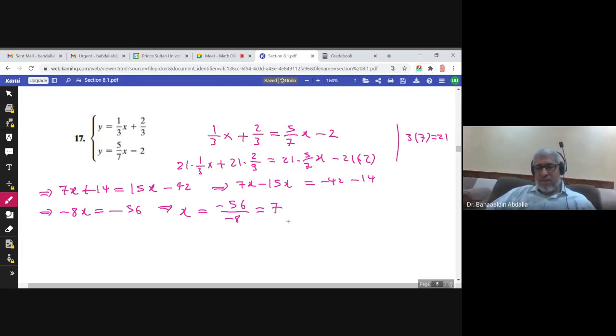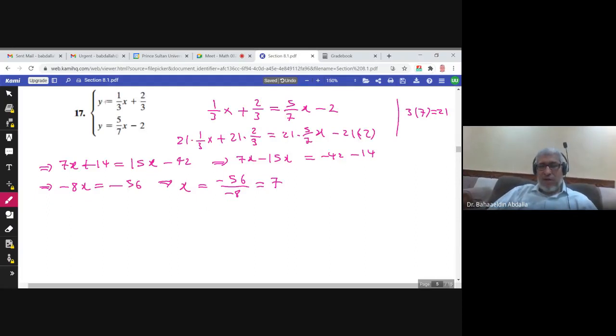So x is 7. Now you have x. Now how to find y? You can use the first equation or the second equation to find the value of y. But if you look carefully, the first equation is 1 over 3 times x. The second equation is 5 over 7 times x. So if I use the second equation, I will multiply 5 over 7 times 7 minus 2. So 7 will be cancelled with 7, and 5 minus 2 will be 3. So I will get y easily. So the solution set of this equation would be the value of x 7 and the value of y is 3. That's the solution set.